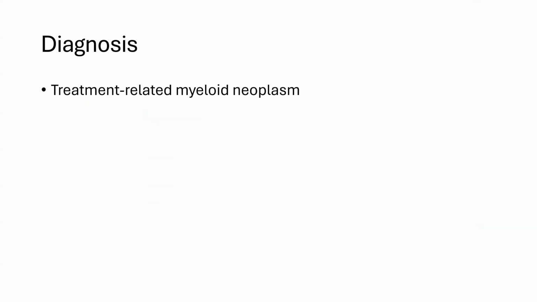Notice with this diagnosis, it groups them into myeloid neoplasms. It might present with greater than 20% blasts or less than 20% blasts, but since there is treatment in the history, these are all grouped into one category.